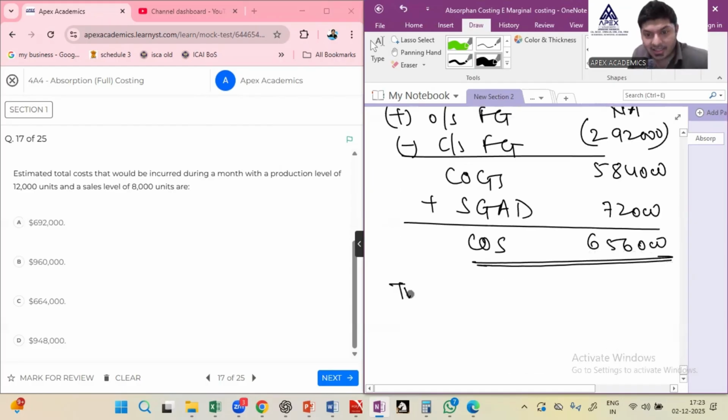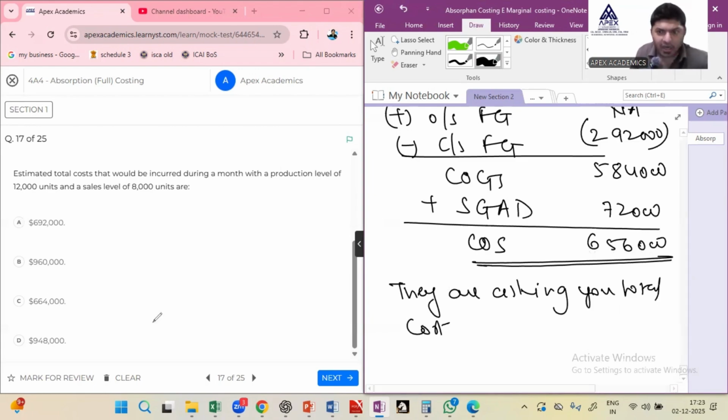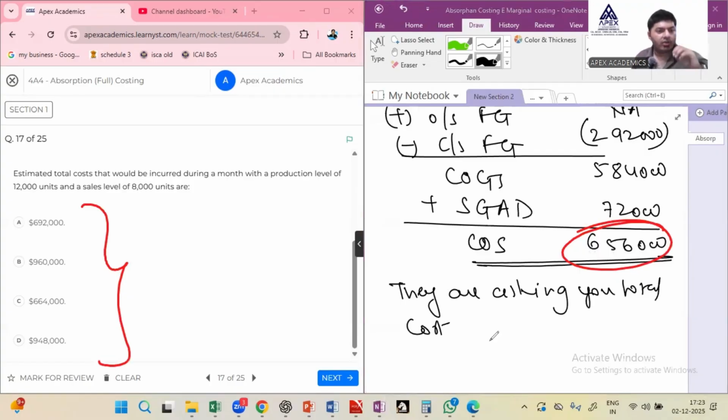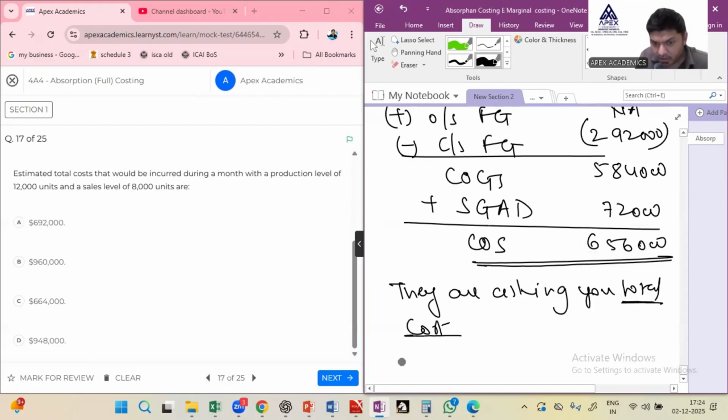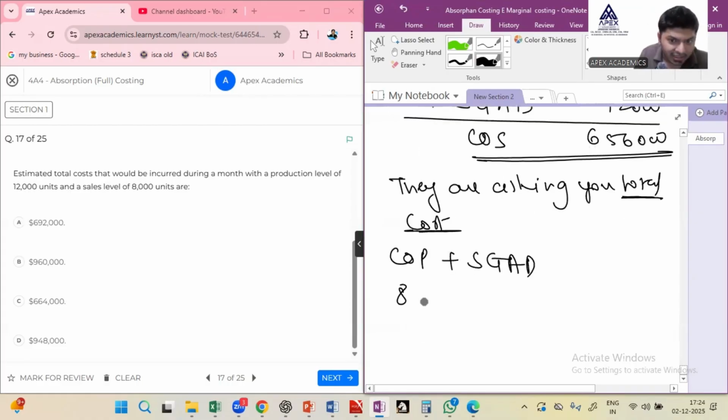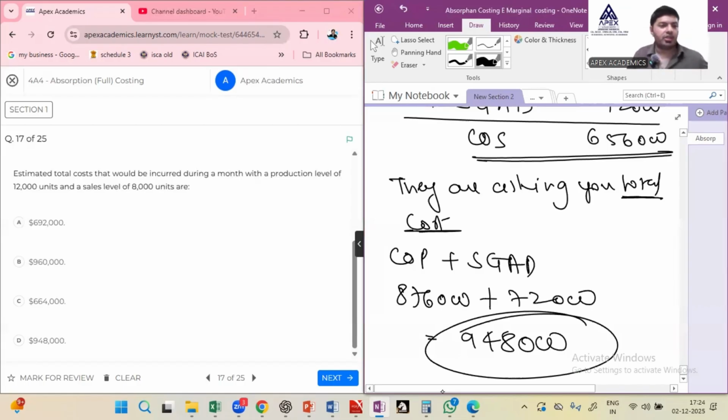Remember, they are asking you total cost. And when you look over here, you don't even have the option of 656 anywhere. They are asking you total cost. So what will be the total cost? Your total cost of production and your selling, general, administration and distribution. So that will be nothing but 8,76,000 plus another 72,000, which gives you 9,48,000. So that is why your answer is option number D.